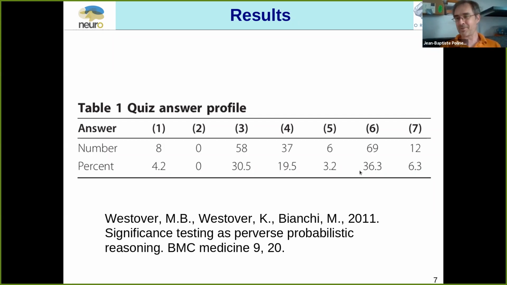36% of the student cohort here answered 6. And a number of them answered 3 and 4. And the actual answer is 7. That's none of the above, and that's because we have a wrong conception of what a p-value is. We don't actually see clearly what it means, because it's a bit of a twisted framework in some sense.